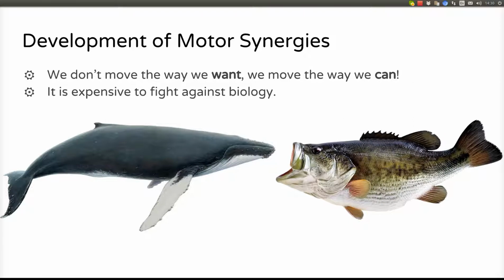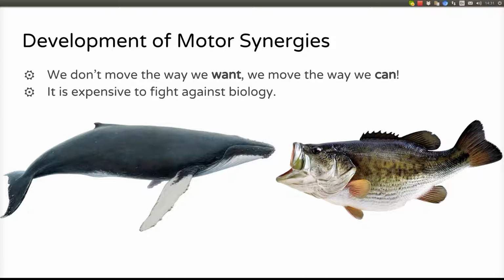But another thing about motor synergies is that we don't generally move the way that we want, we move the way we can. So while a whale was born with certain motor synergies, probably due to its evolutionary inheritance, because it was placed within water rather than on land, it has evolved motor synergies that make it more effective at moving through fluid.